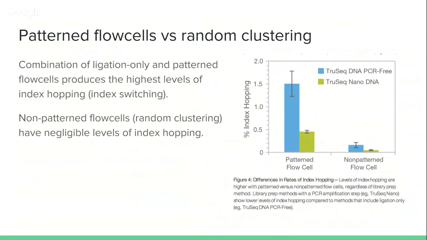So it's basically a way of saying, this is my sample, adapt it, put it through the sequencer, and then get the immediate result from the sequencer at a very high fidelity with very high accuracy. If you have to amplify your sample, either because you only have a few nanograms of it or for whatever reason, then the end product of it will be slightly noisier. But when it comes to index hopping, it didn't cause that much index hopping in comparison. And as you can see, in the pattern flow cell, it's roughly about 5 to 10 times a larger problem compared to the non-pattern flow cell.